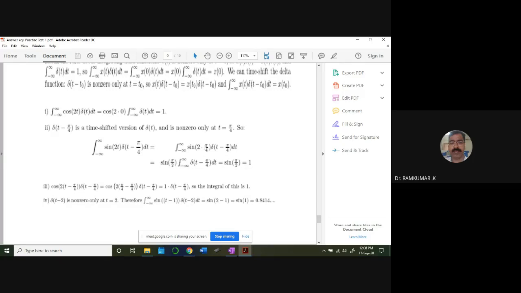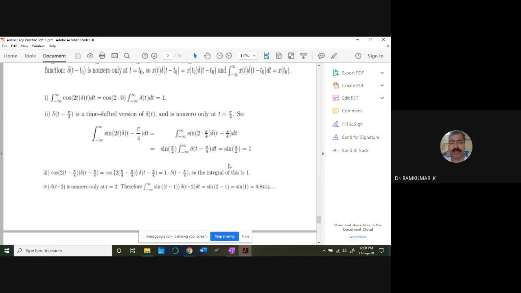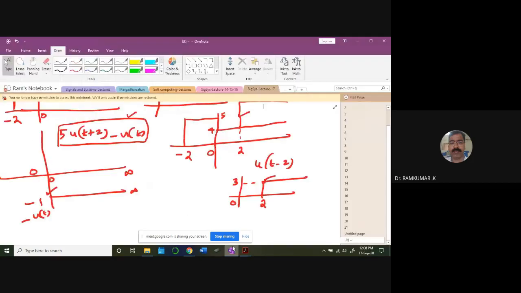Signal is shifted. Delta t is shifted. What will happen? The same one is going to be there. What's the problem? Yeah, what is the difficulty? Can you see it clearly? Delta t minus pi by 4. Delta t signal is going to be existing only for t equal to 0. Now this signal is going to exist for pi by 4. That's all.